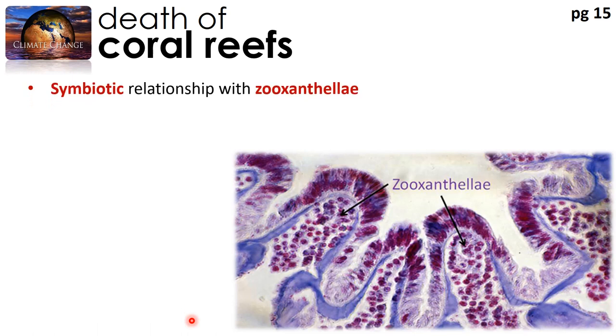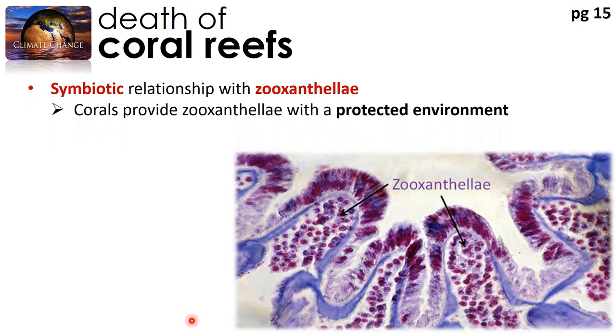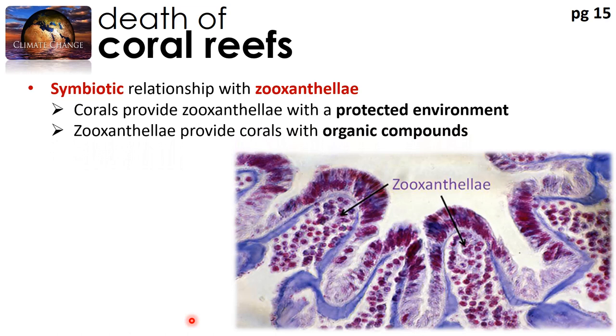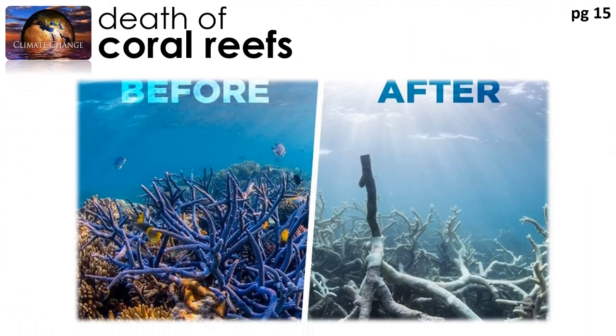So corals develop this symbiotic relationship with zooxanthellae because corals provide zooxanthellae with protected environments, and zooxanthellae provide corals with organic compounds that they produce through photosynthesis. Coral bleaching is the event where corals become white due to stress-induced expulsion or death of their symbiotic protozoa zooxanthellae, okay, and the corresponding loss of pigmentation within the protozoa.